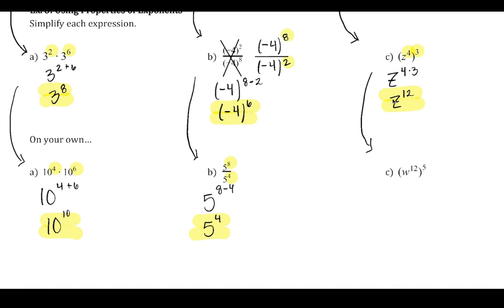And then for the next one, w to the 12th raised to the 5th, so we have a power raised to a power, so we're going to have to multiply those exponents. So w raised to the 12 times 5, and then 12 times 5 is 60, so altogether w to the 60th.